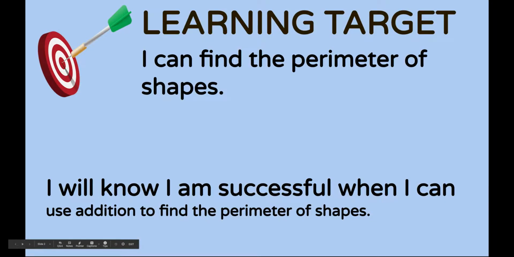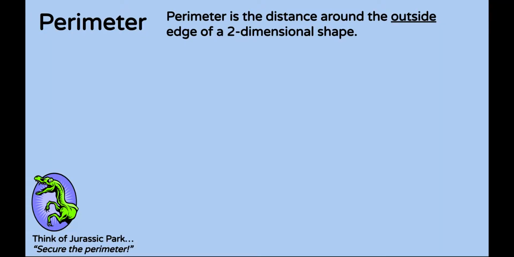Your learning target is I can find the perimeter of shapes. Your success criteria is I will know I am successful when I can use addition to find the perimeter of shapes. What is perimeter? Perimeter is the distance around the outside edge of a two-dimensional shape.